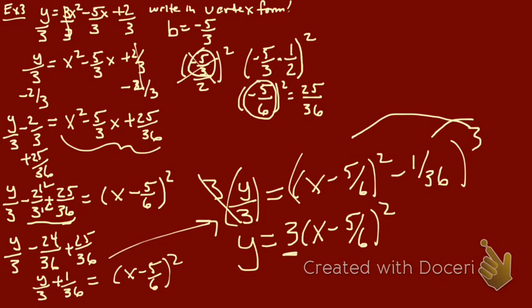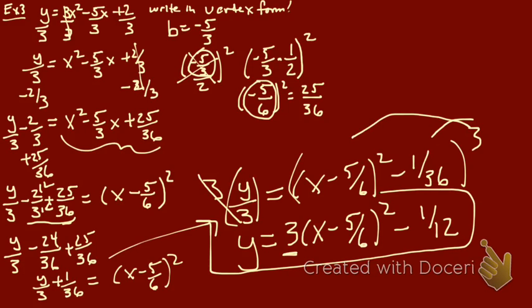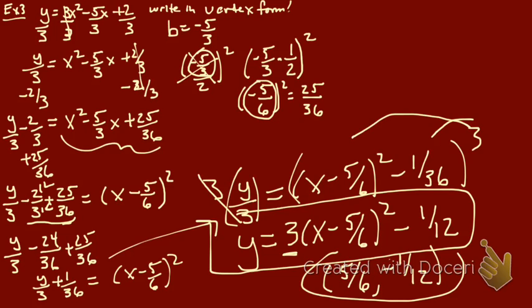And then if I distribute 3 times negative 1 over 36, that's going to be negative 3 over 36, which I believe reduces to negative 1 12th. So this is our vertex form, our vertex being positive 5 sixths and negative 1 12th. That would be the hardest I would ever dream of giving you. If you followed that and understood it, doing some easier ones shouldn't be too scary.